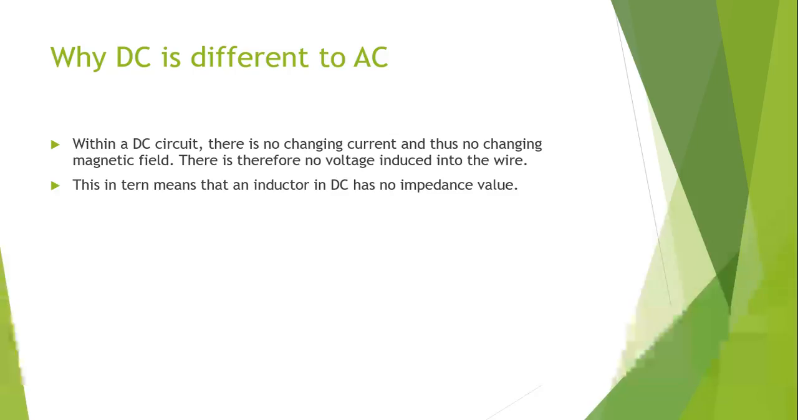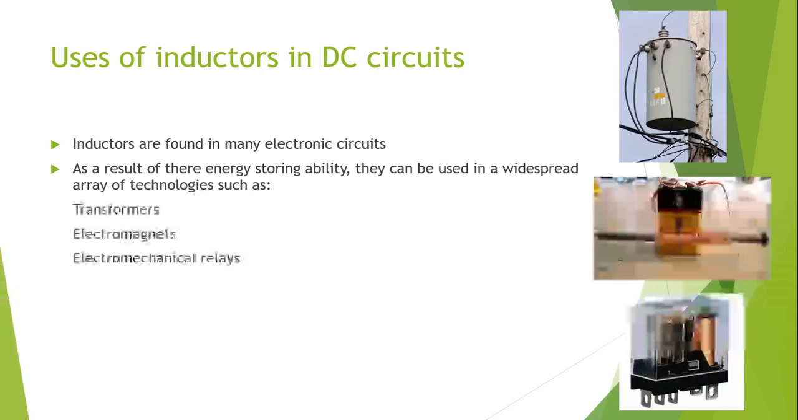Within a DC circuit, there is no changing current and thus no changing magnetic field. There is therefore no voltage induced into the wire. In turn, this means that an inductor in DC has no impedance value.